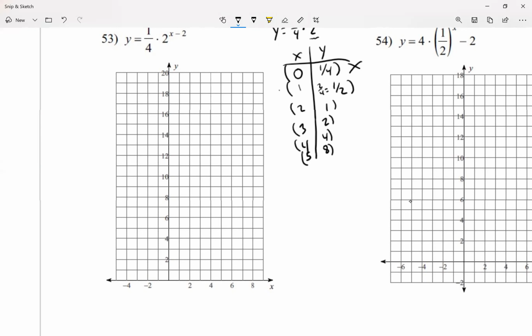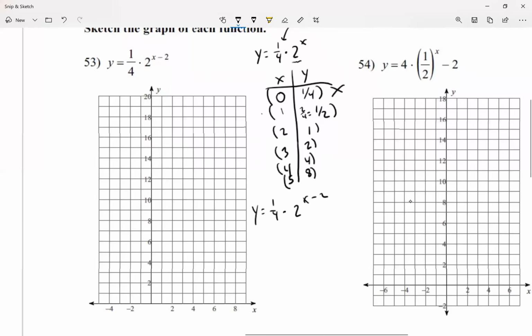Now my function, I'm gonna do y is equal to 1/4 times 2 to the x minus 2. Now this minus 2 basically means I'm going to move my function 2 places to the right. It's opposite of what we think, right? Minus means to the right. Plus is to the left. Now, when I move to the right, don't I have to just add 2 to x?